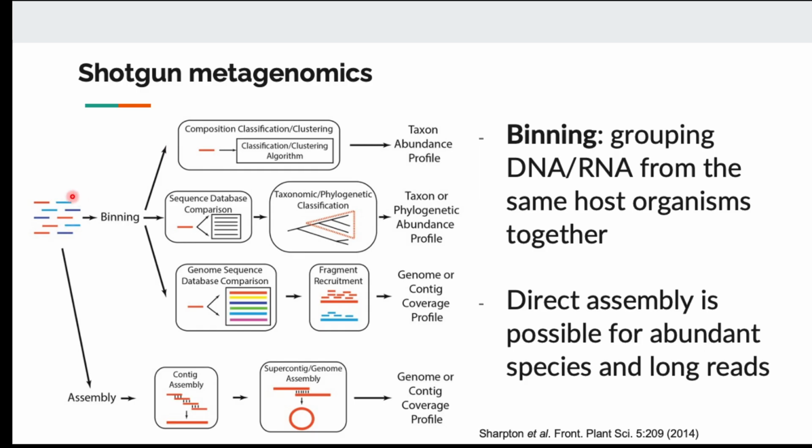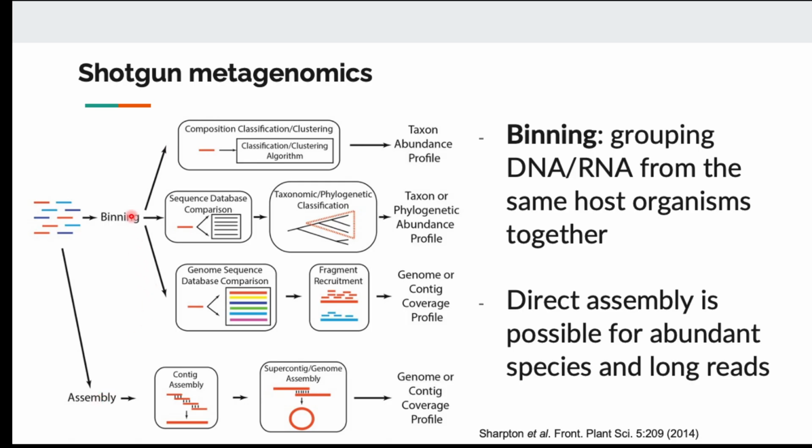So we have reads coming from different genes, different organisms in the data. There are two possible ways to go about this. If you have long read data, you might be able to do assembly directly. We can reconstruct the assembly very easily.